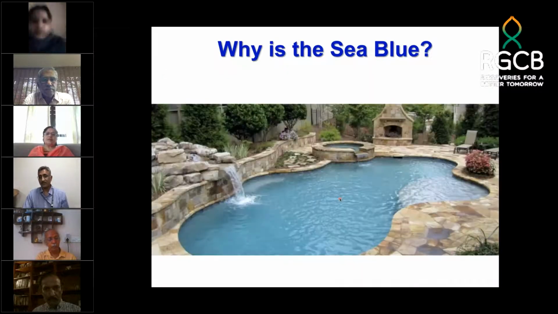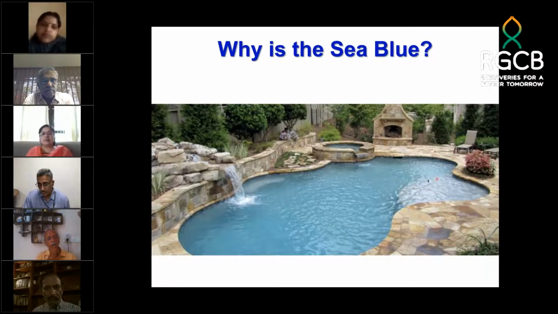So I've taken another picture, again from the internet. Here is a pond or a pool which has been created in front of somebody's house, and the water looks blue. And the vegetation is there, and the sky is there. So what is the reason for this color?